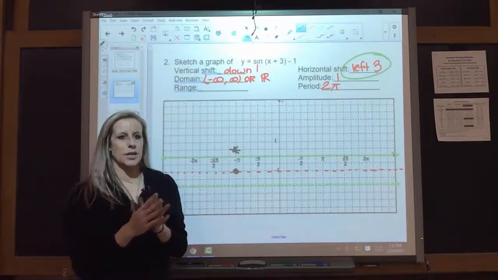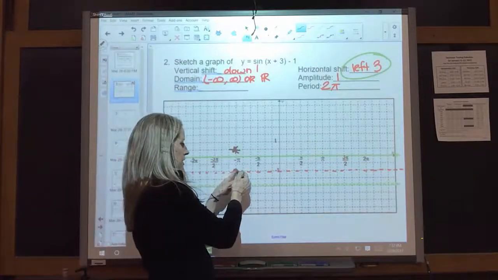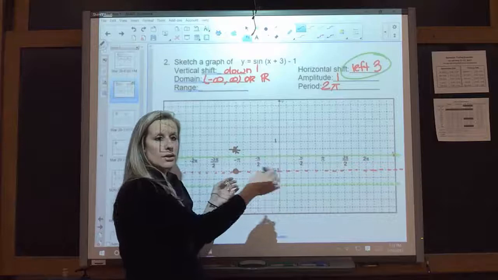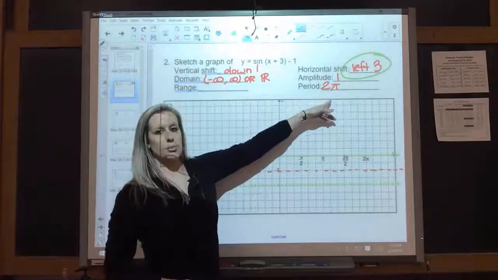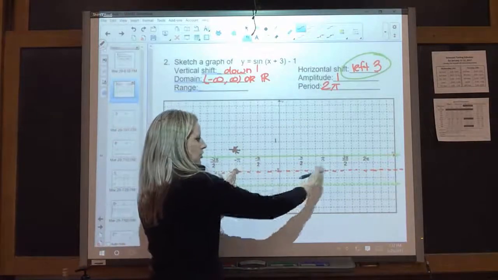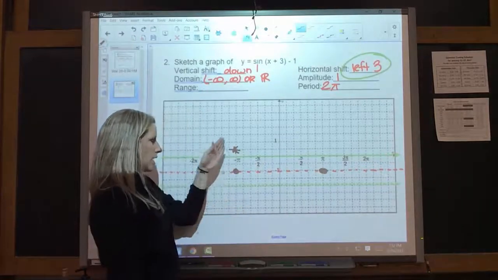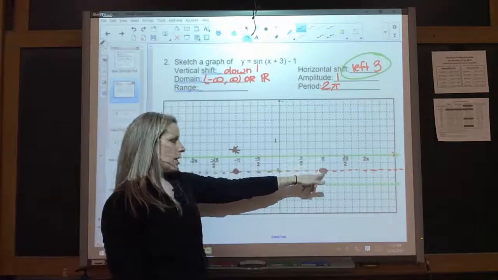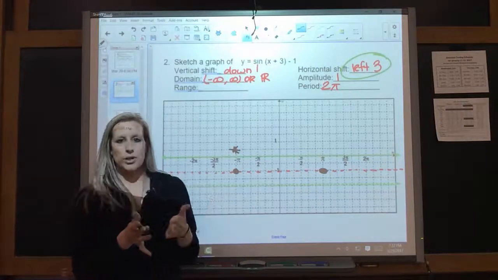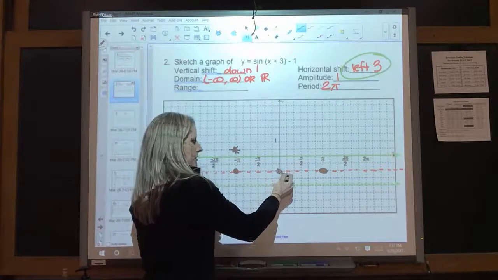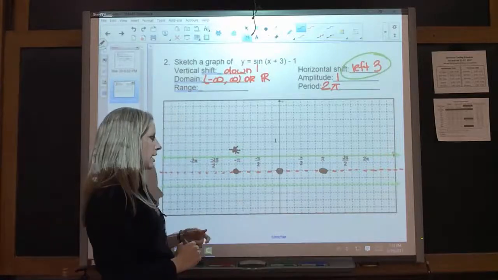Like I said on the last one, especially when we start stretching it, it might be helpful to go ahead and get the beginning of your cycle and the end of your cycle plotted, and then you can work from there. So my period is 2 pi. So in the distance of 2 pi, I'm going to be back at the same point. Right, so at -pi, I'm going to be in the middle, and at +pi, I'm going to be in the middle again. Halfway in between those 2 points, I'm going to be in the middle again, because sine goes up, comes back down, and then goes back up, right?